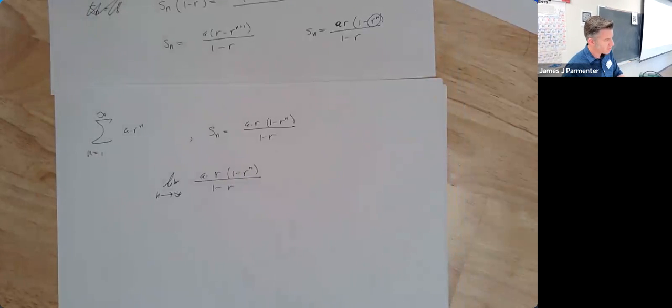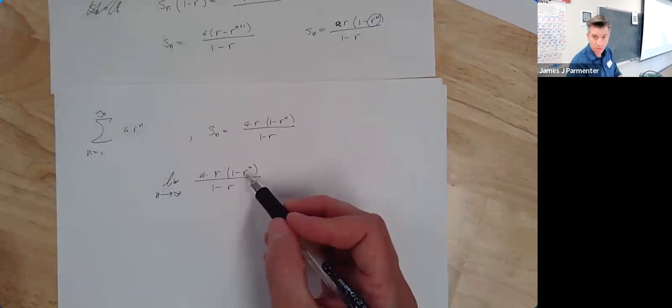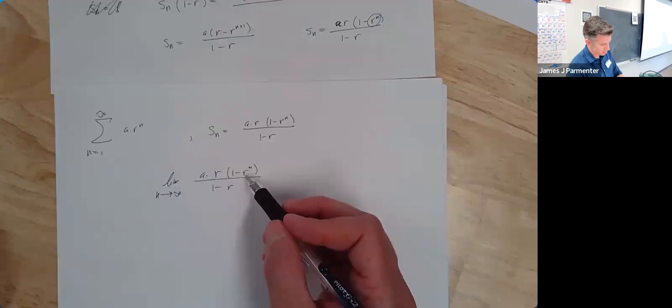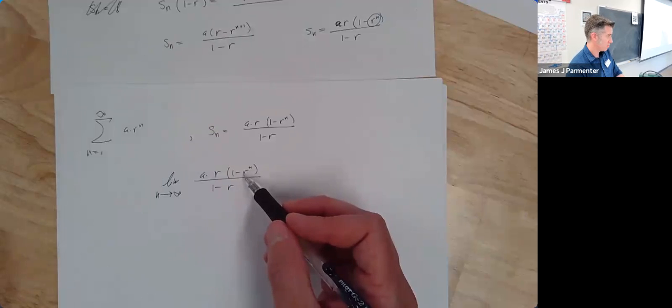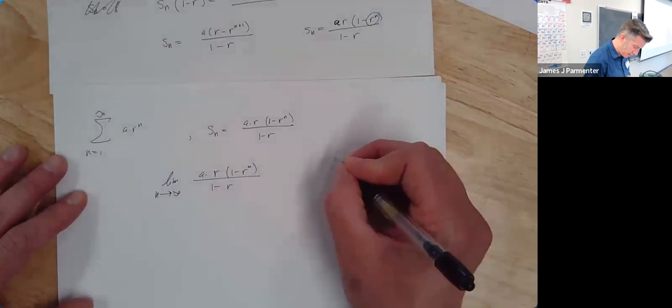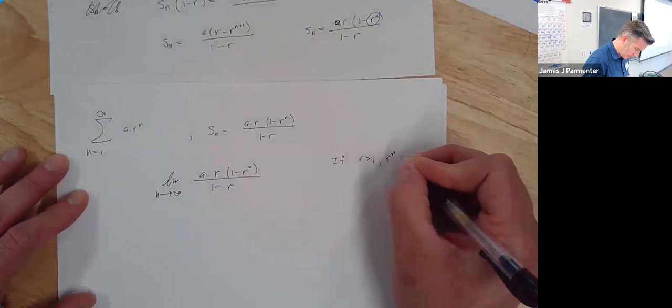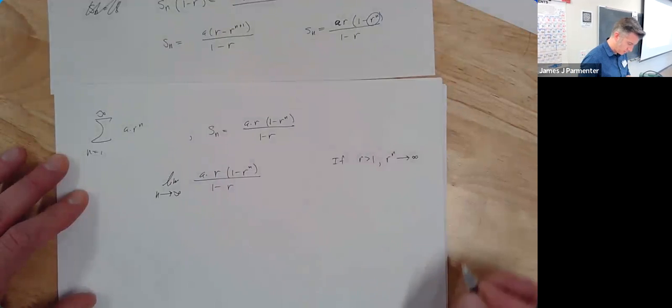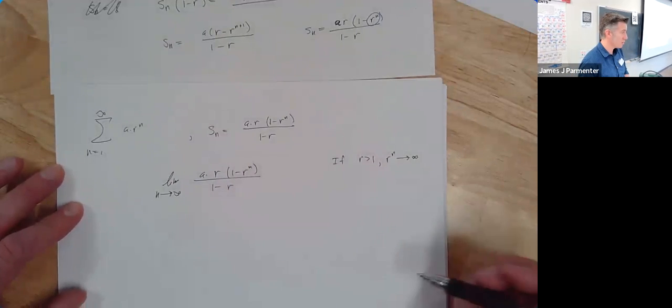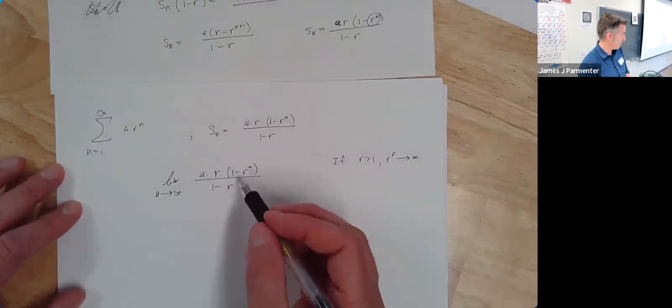if r is bigger than 1, like if r was 2, what's going to happen if r is 2? Well, 2 to the nth power, is that getting really, really big or really, really small, as n gets larger and larger? Big. So if r is bigger than 1, r to the n gets infinitely large, which means this thing wouldn't converge because this would get infinitely large.